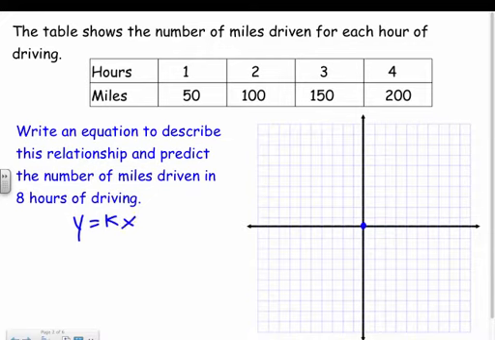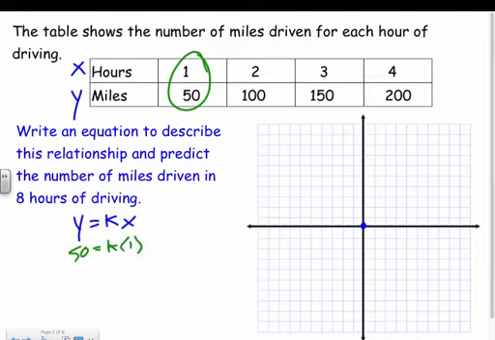And if I take a look, hours would be my x, right? The more hours I go, I move up in miles. So miles would be my y. So I could solve for k using any situation. I'll just grab my first one here. So I got 50 for y, k for x times 1. Well, that's kind of my slope, isn't it? When I divide by 1 here on both sides, k is 50. I could have figured that out just by graphing it. So 50x, there's my equation.